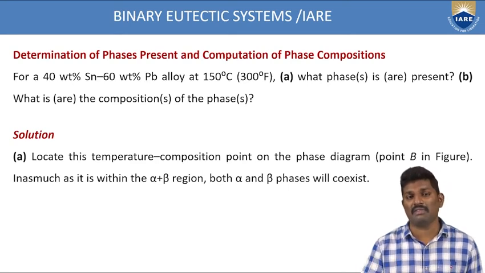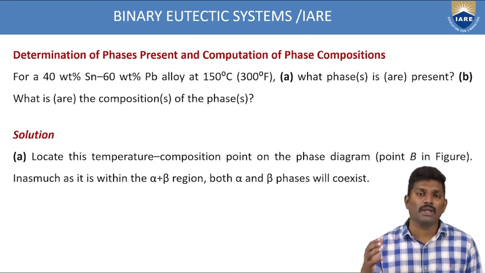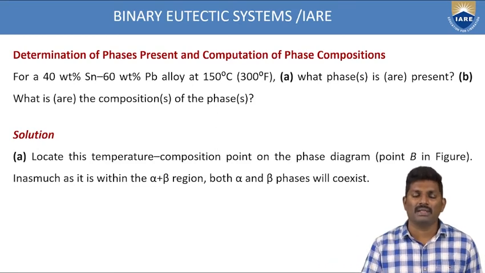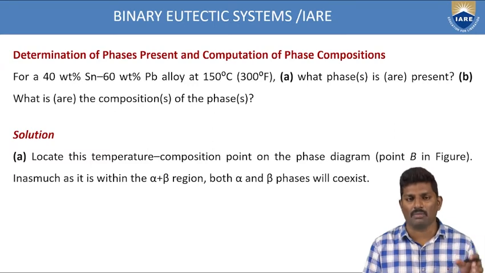Suppose it is a double phase, for example for a composition of 60 and 40 tin and lead at 150 degrees centigrade. If you get a two phase system, then again you have to go with the tie line method, and from the tie line method you have to identify the compositions. So we'll see whether it is a single phase or double phase, and how many phases can be identified with those compositions.